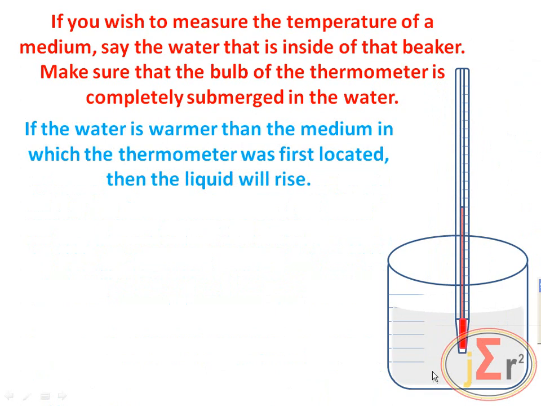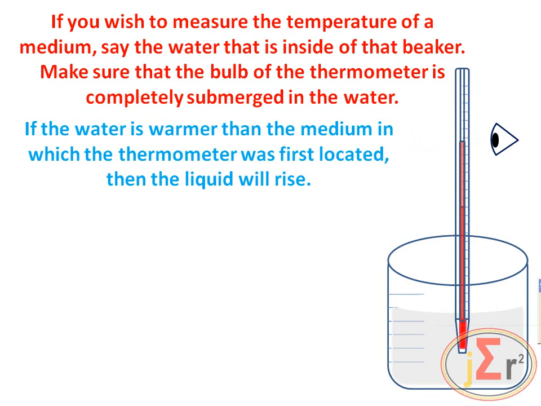If the water is warmer than the medium in which the thermometer is first located, then the liquid will rise. So if the temperature is warmer than where the thermometer was before, then the liquid in the bore will rise, because the warmer temperature will cause the liquid to expand. So there it is. So it goes up because the liquid is warmer than where the thermometer was first placed.